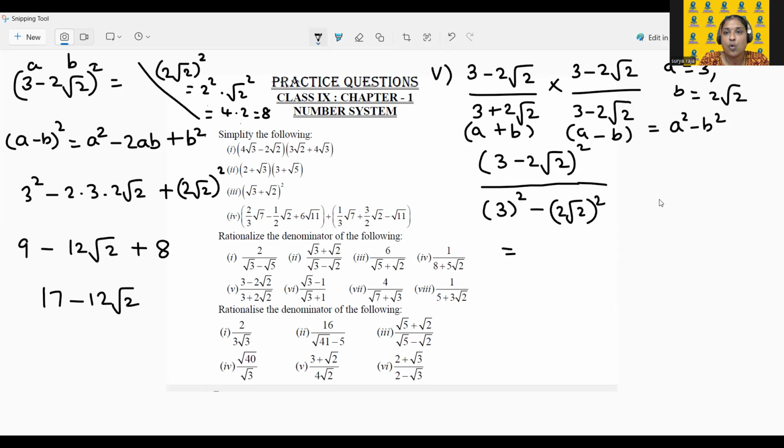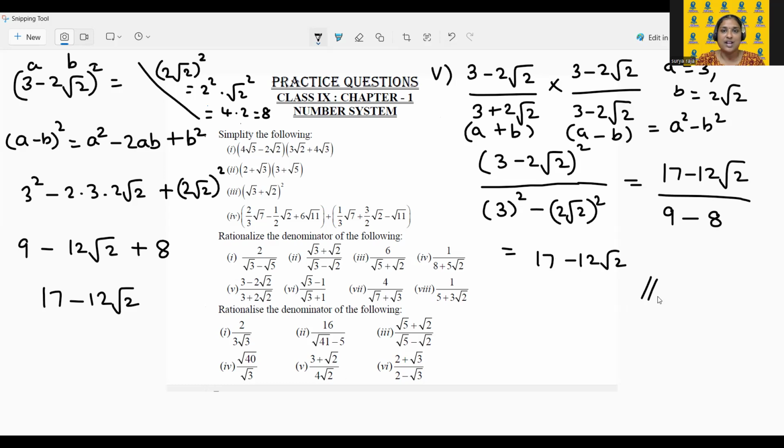I can write the whole term 3 minus 2 root 2 the whole square as 17 minus 12 root 2, over a square is 9 minus 2 root 2 the whole square is 8. Am I right? Okay. Now I got 17 minus 12 root 2 over 9 minus 8, which is 1. Okay. I hope you have understood the rationalizing denominator topic.